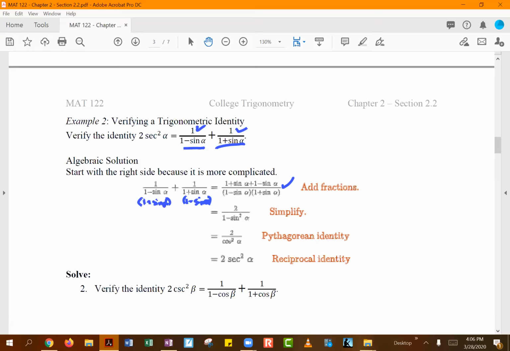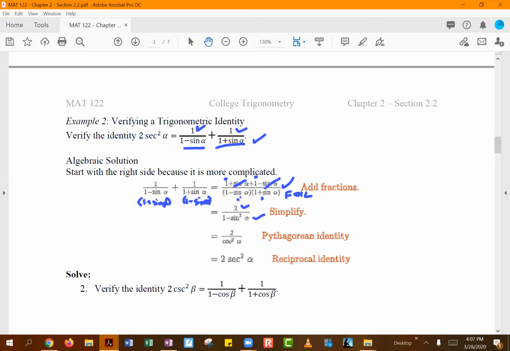You've got 1 plus sine of alpha added with 1 minus sine of alpha, and then of course your denominator will be both the denominators from the original right-hand side, okay? Now on the numerator, you've got a positive sine alpha and you have a negative sine alpha. So they actually end up canceling each other out, and then you're left with 1 plus 1, which is where this 2 comes from. And then you're basically going to multiply or FOIL your denominator, which is where this 1 minus sine squared alpha comes from.